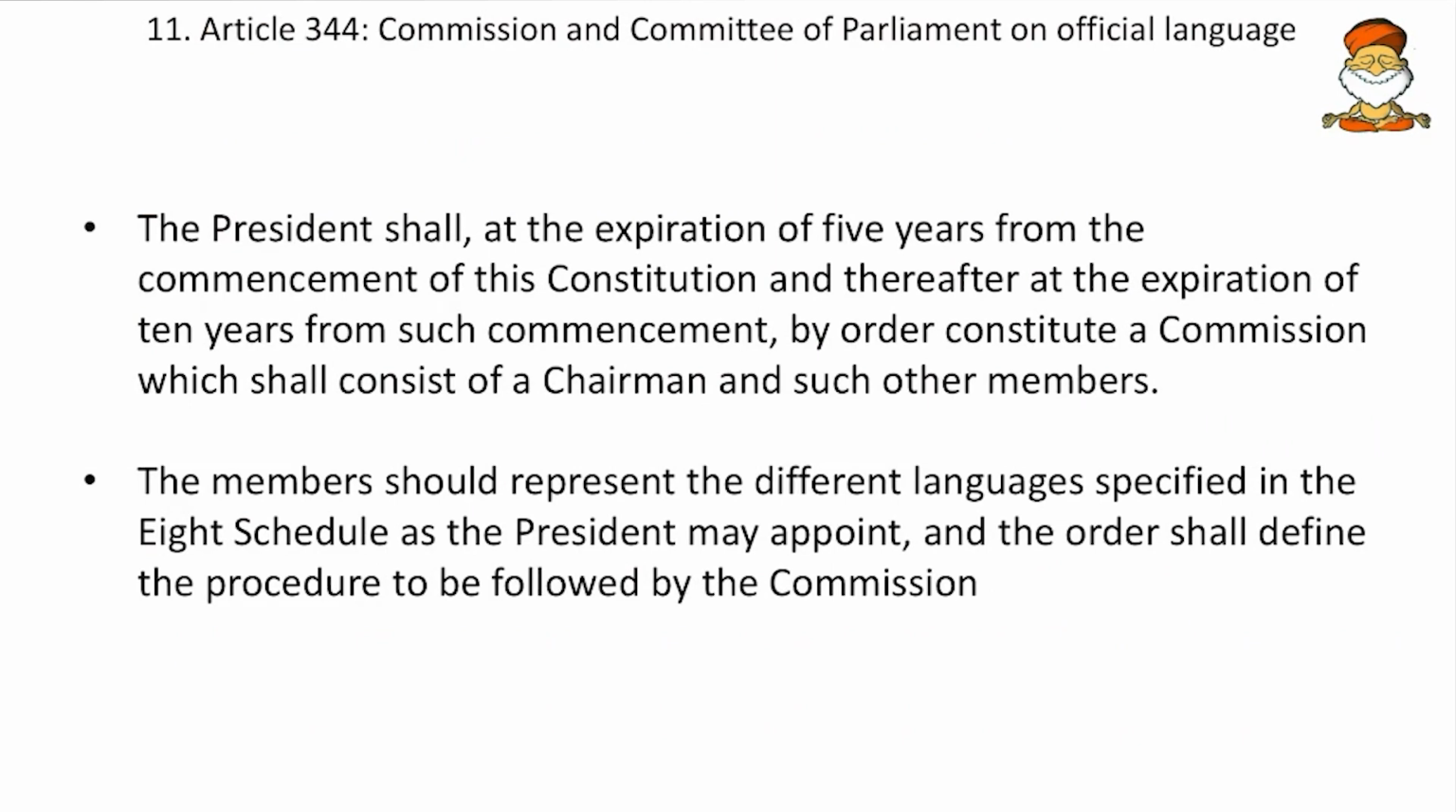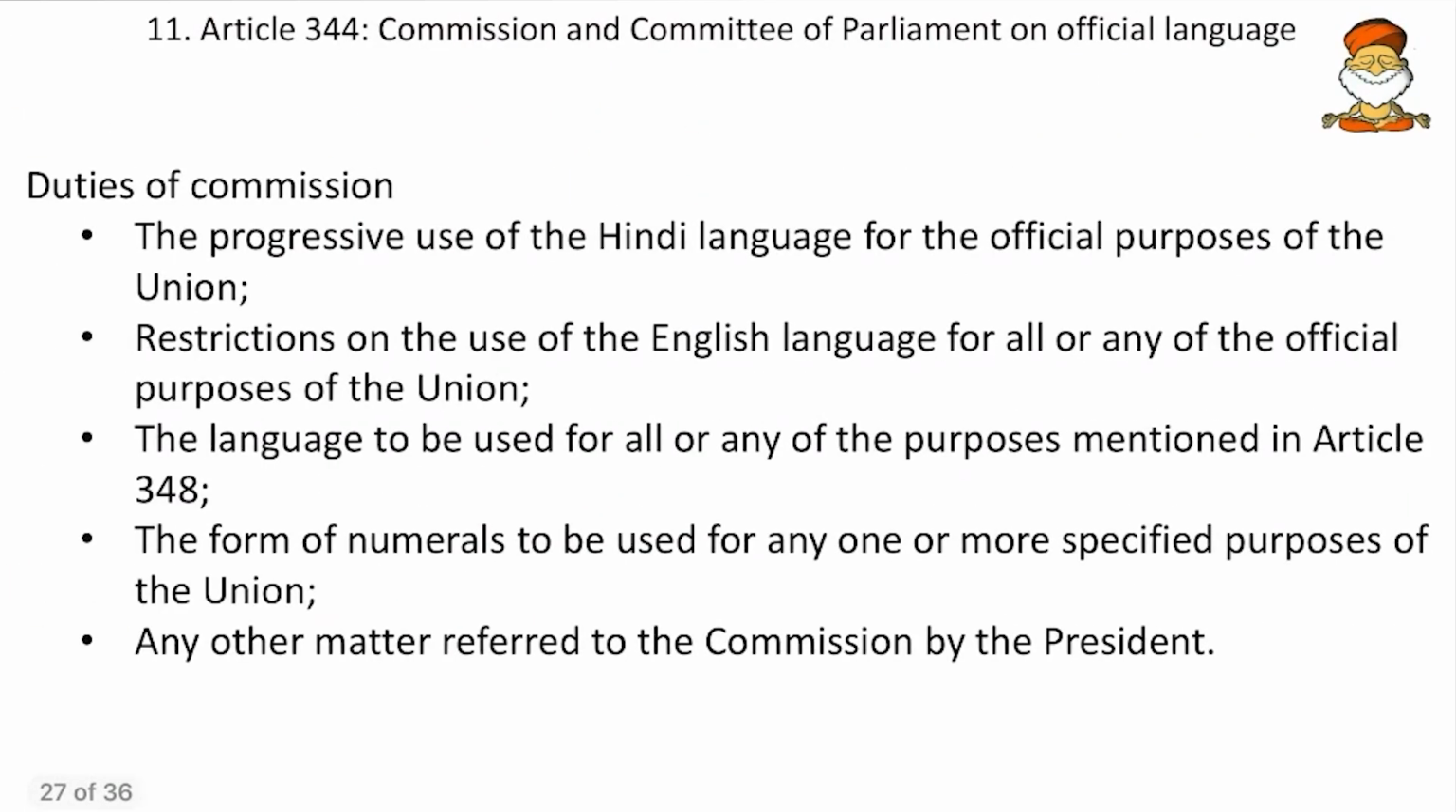So that is Commission and Committee of Parliament on Official Language. So here the President shall, at the expiration of 5 years from the commencement of this Constitution, and thereafter at the expiration of every 10 years, so he shall constitute a language commission. So here it is like from the commencement of Constitution within 5 years, and from the expiry of every committee, so 10 years. So he will establish a committee, and the members should represent the different languages specified in the 8th schedule as President may appoint, and the order shall define the procedure to be followed by the Commission. So the order of the President will specify what procedure the Commission will follow, and the Commission will have equal representation from all the scheduled languages.